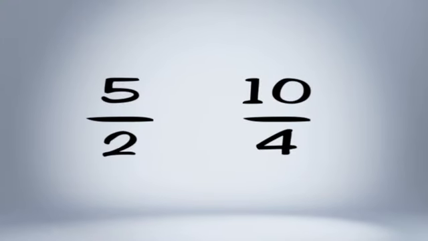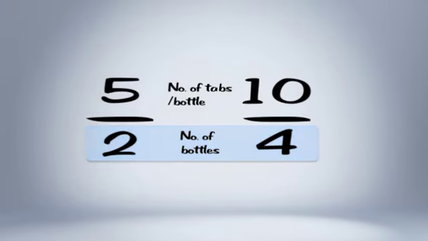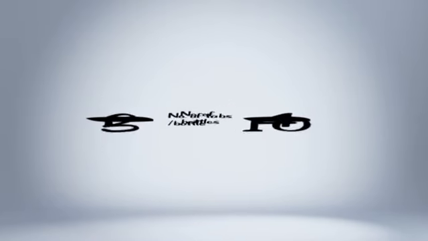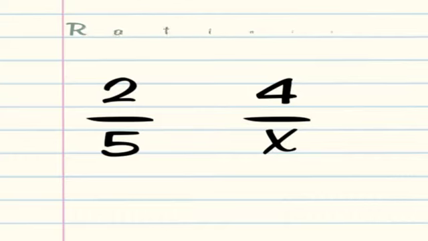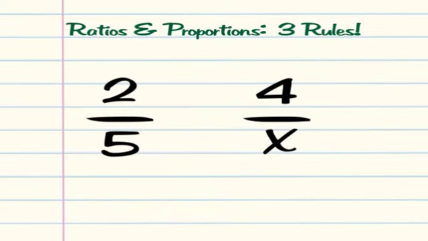Notice that in both cases, the number of tablets per bottle is placed on the top of the ratio, and the number of bottles is placed on the bottom. You could just as easily reverse the positions, but you would have to do that for both ratios so that you compare the same items across the proportion. In other words, the number of tablets in the first ratio stays across from the number of tablets in the second ratio, and the number of bottles in the first ratio stays across from the number of bottles in the second ratio.